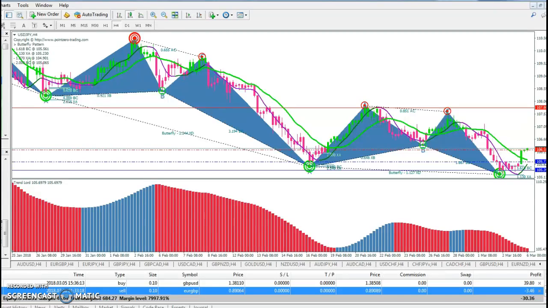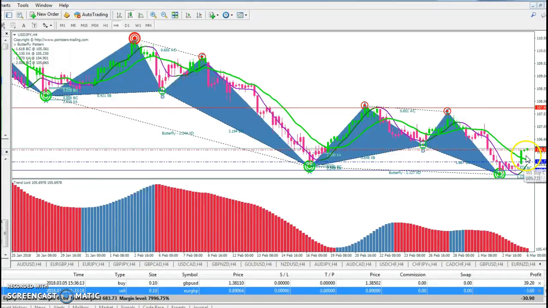I want to show you how I take trades on the harmonic system. Once again, first thing I'm looking for is a pattern to form on the 4-hour chart. And here's my pattern here. I'm looking for a super dot to form at the end of the pattern, which I have here.